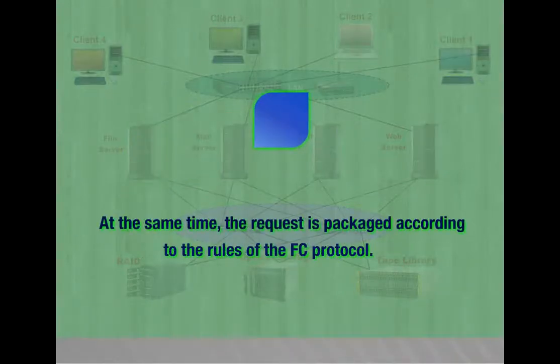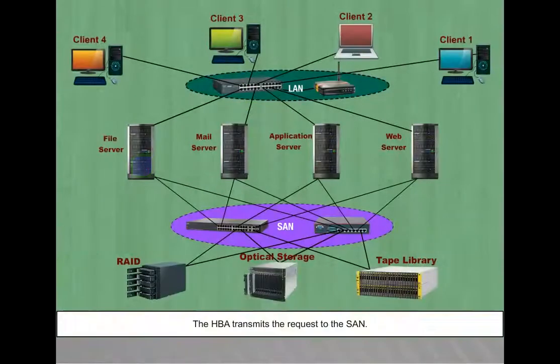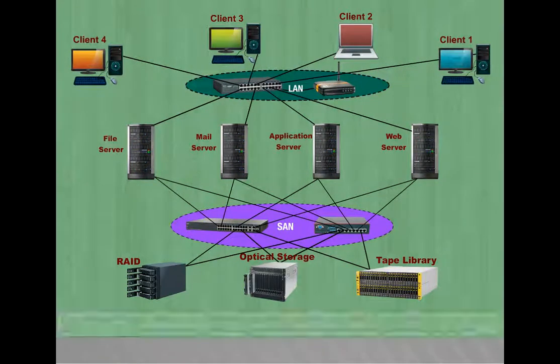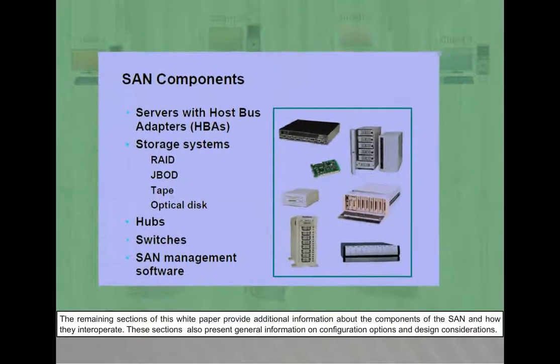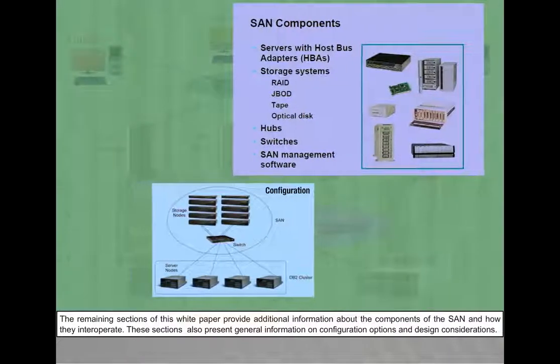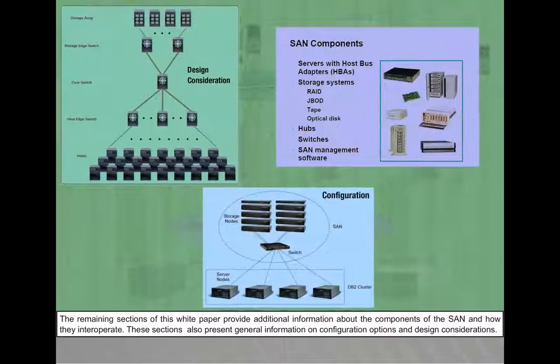At the same time, the request is packaged according to the rules of the FC protocol. The HBA transmits the request to the SAN. Depending on the port used by the HBA to connect to the fabric, one of the SAN switches receives the request and sends it to the storage processor, which sends it on to the storage device and responds to the request. The remaining sections of this white paper provide additional information about the components of the SAN and how they interoperate. These sections also present general information on configuration options and design considerations.